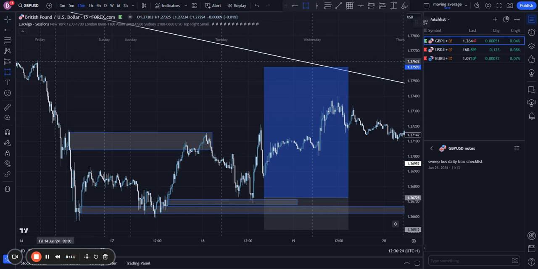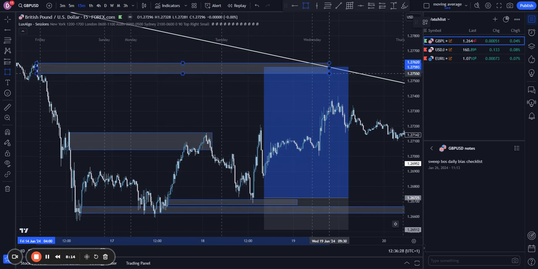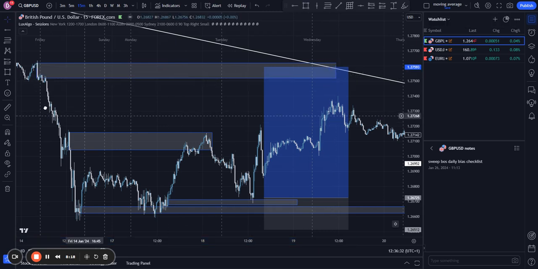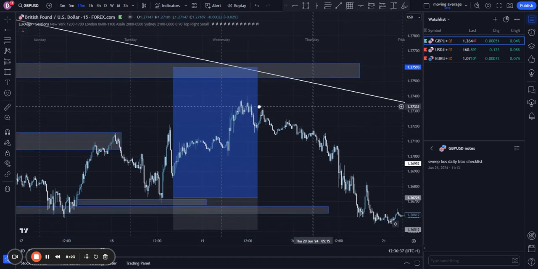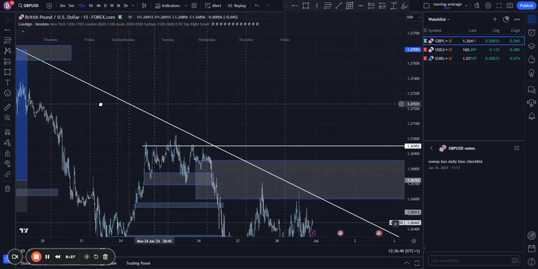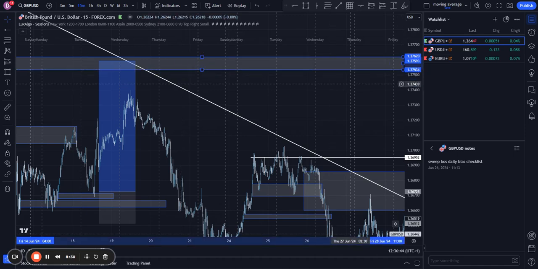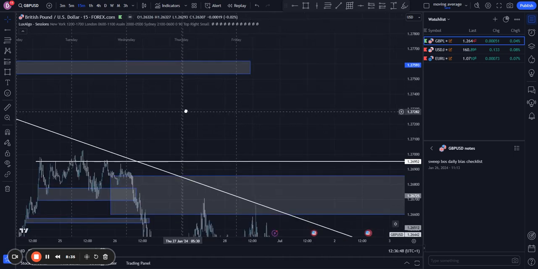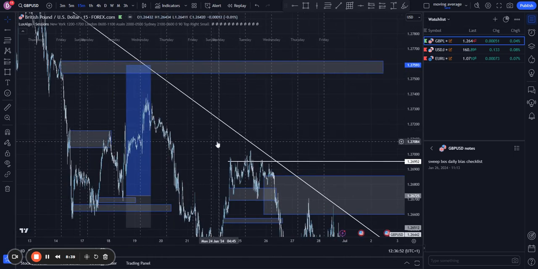Look at this here. Look how nice that is. I want to see if this gets hit because that is a really nice zone right there. That's a good place price can come back up to. It's a very good place price can come back up to. Just that imbalance right there. If price goes bullish, we can target that.